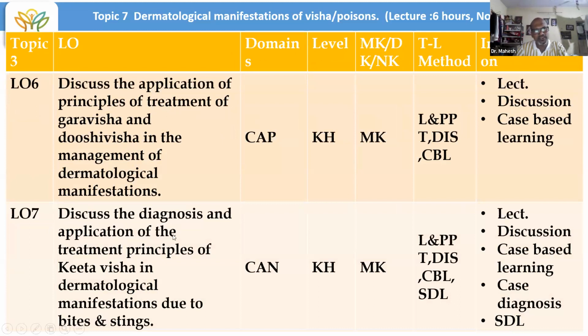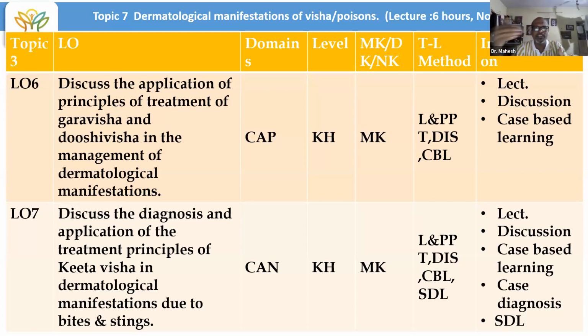Next is discuss the diagnosis and application of the treatment principles of Agadatantra in dermatological manifestations due to bites and stings. Almost 90% of bites and stings, except scorpion sting and all, most of them have dermatological manifestations. If it is Pranahara Visha, along with systemic presentations, they have dermatological manifestations. Now, what is to be done? Again, same principles we have to use. Vishaghna and Shamana. Out of Chaturvimshati Upakrama, we are taking Shamana and Vishaghna.